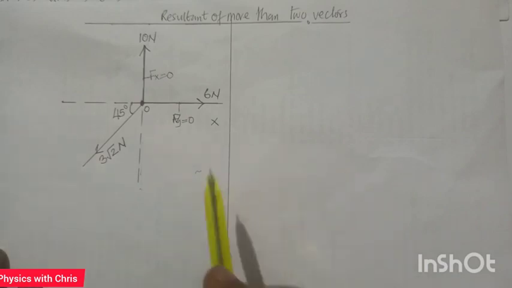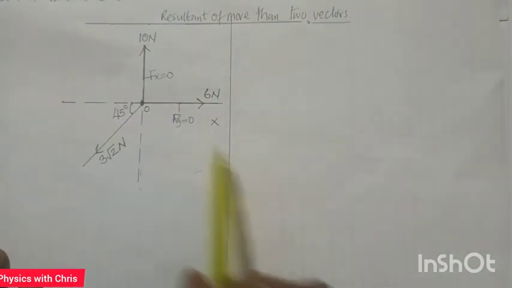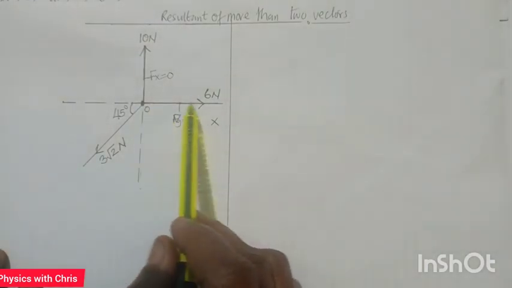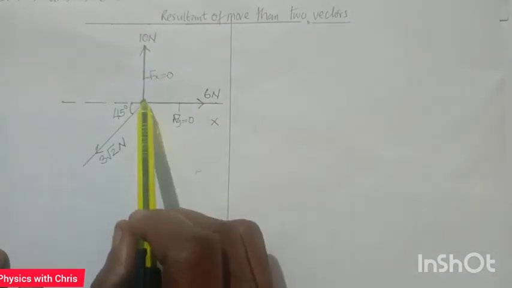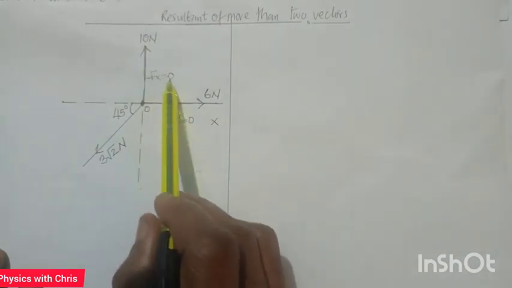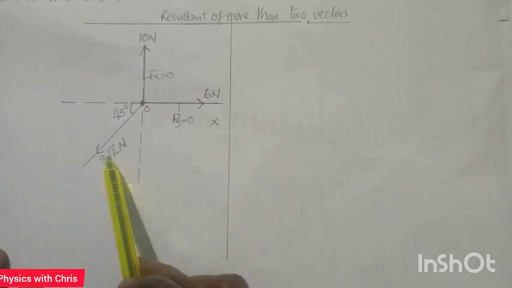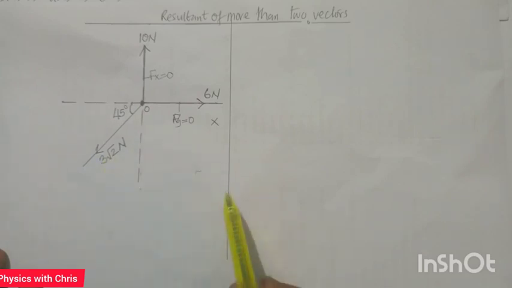Okay, so which means you are good to go with this. This has only this component. It does not have a vertical component. And this 10 Newton force has only the vertical component. It has no horizontal component. I can resolve this 3√2 force. This will have both vertical and horizontal components.